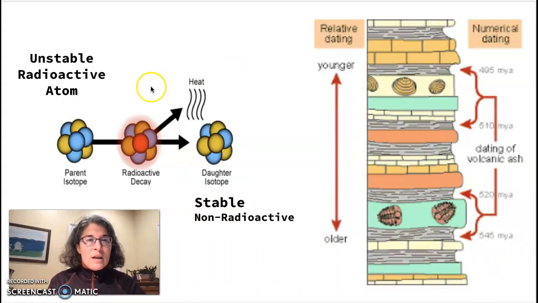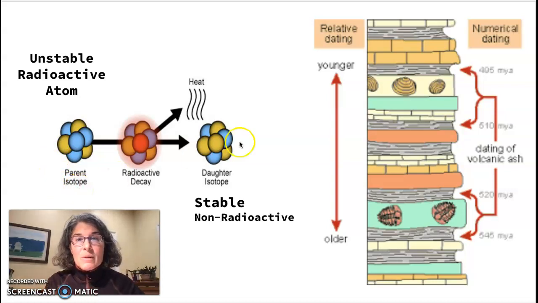Remember that over time, unstable radioactive atoms, also known as parent isotopes, are going through radioactive decay to become stable non-radioactive daughter isotopes. So that's part of what you need to think about here. The longer this process has been going on, the more time there's been that parent isotopes are decaying into daughter isotopes. So you can think about the fact that older samples are going to have more daughter isotopes and fewer parent isotopes, and younger samples are going to have more parent isotopes and fewer daughter isotopes.